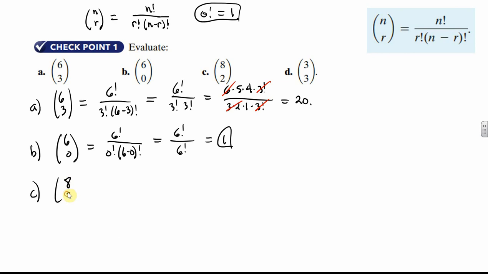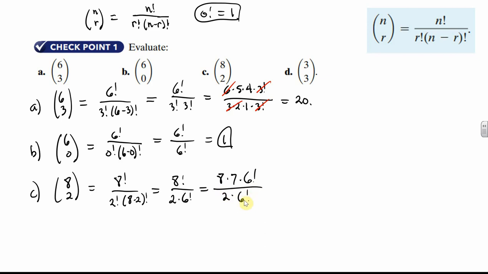Part C, 8 things taken 2 at a time. So this is 8 factorial over 2 factorial times (8 minus 2) factorial. 2 factorial is just 2, and 8 minus 2 factorial is 6 factorial. So for the top, I'm only going to count down to what I see in the bottom, 6 factorial. So this is 8 times 7 times 6 factorial all over 2 times 6 factorial. The 6 factorials cancel out, and then we just have 4 times 7, which is 28. Any questions?